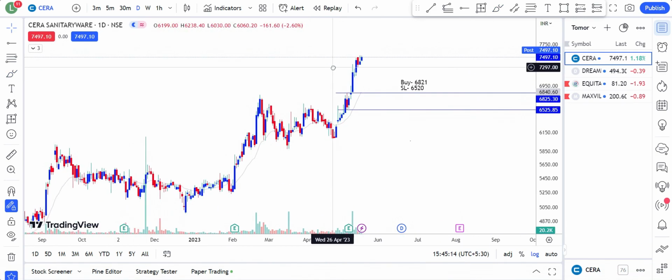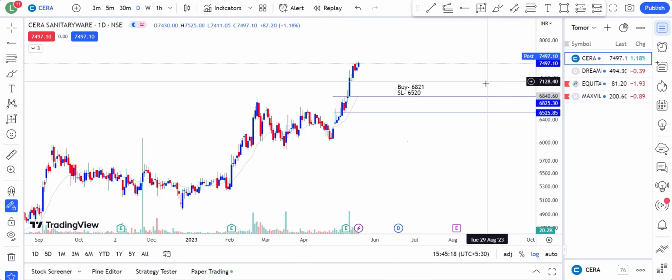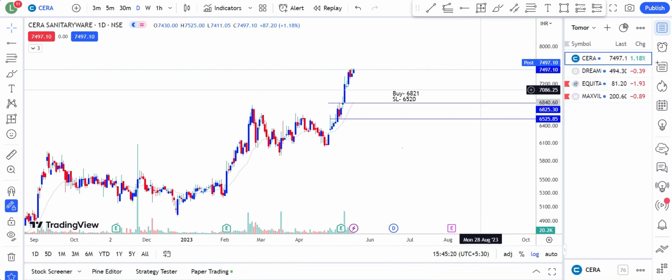These are very small nuances which you get to know when you start trading on a day-to-day basis, or you spend some time over the years in the market.